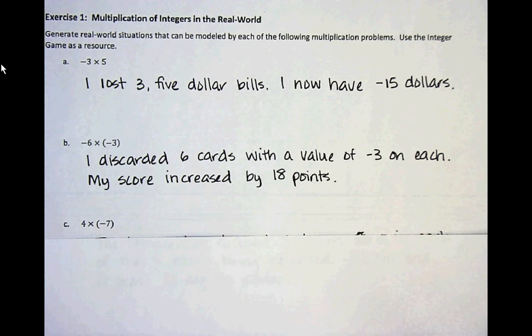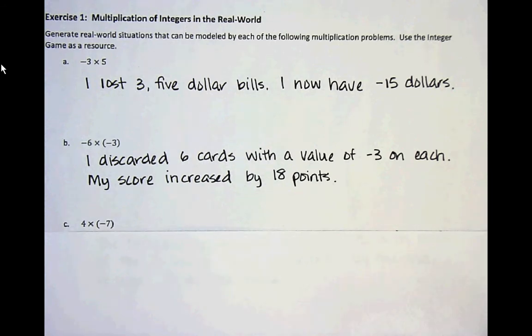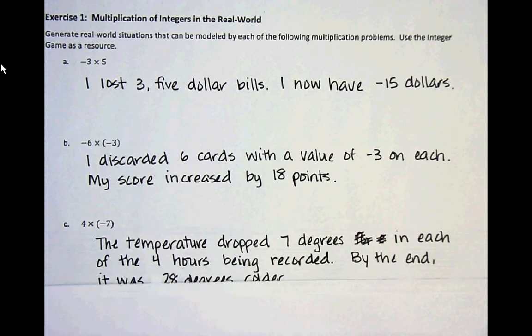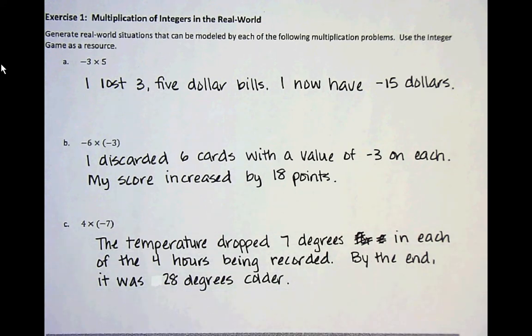And the last one, 4 times -7. Again, you can use the integer game. If you can think of something right away that this would fit with, you can come up with something like this. The temperature dropped 7 degrees in each of the 4 hours being recorded. By the end, it was 28 degrees colder. Notice how I don't have minus 28 here, because in the context of the problem, colder represents the negative, or the decreasing, of temperature.